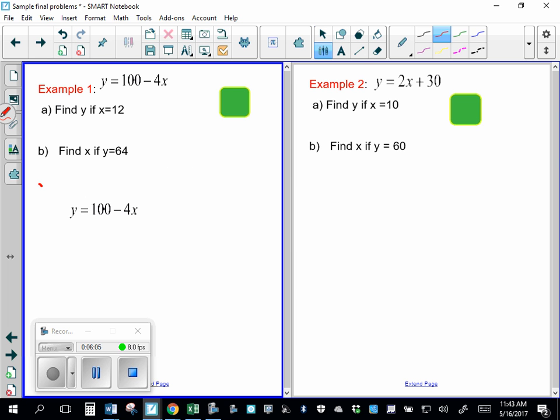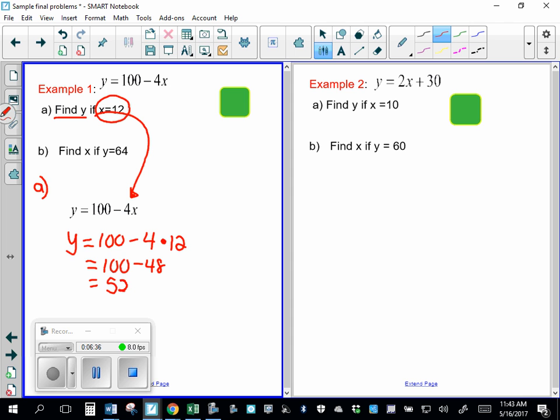So if I'm going to do part A, I'm going to take my rule and I'm going to find Y if I know X is 12. So I'm going to put that X in here. You get it? So it would be Y equals 100 minus 4 times 12. So Y is equal to 100 minus 48, which equals 52.